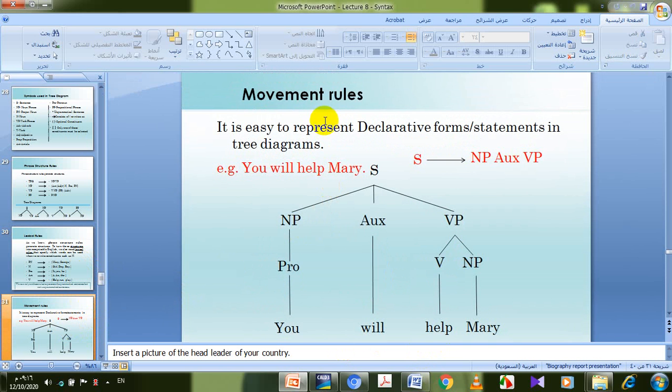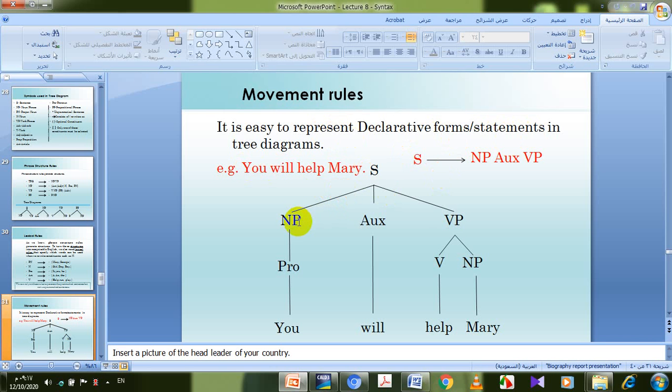Okay, movement rules. It is easy to represent declarative forms or statements in tree diagrams. So this is a statement: you will help Mary. Rami is a teacher. She speaks English. All these are declarative sentences, or declarative forms or statements. Jumla khabariya. They carry information, sentences that have information, and that's why they are called statements. So it's very easy to represent them in tree diagrams.